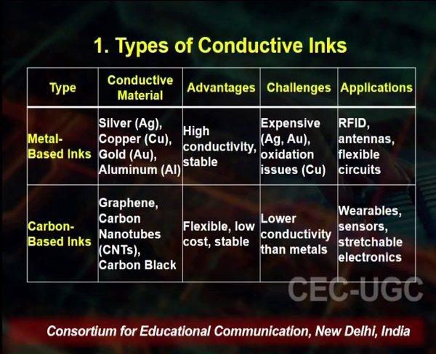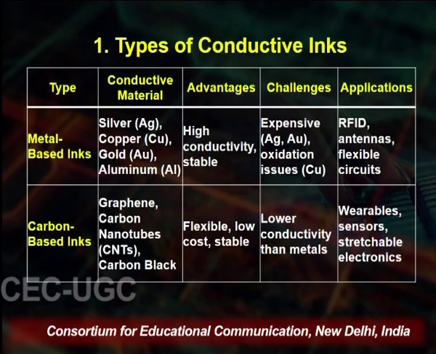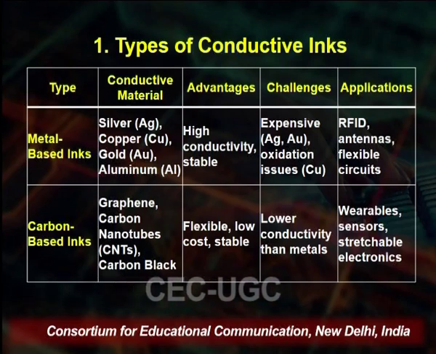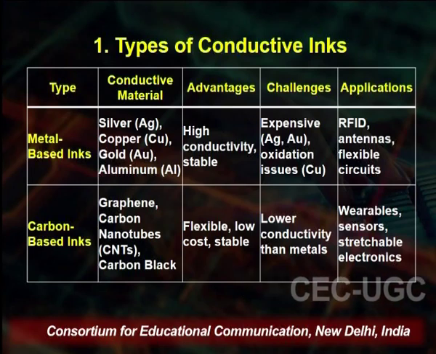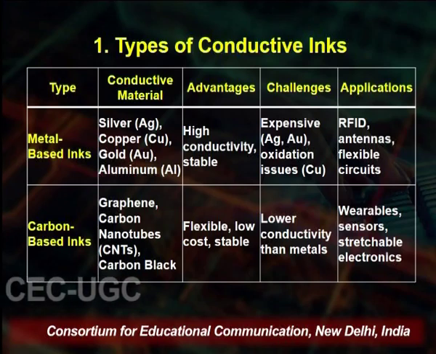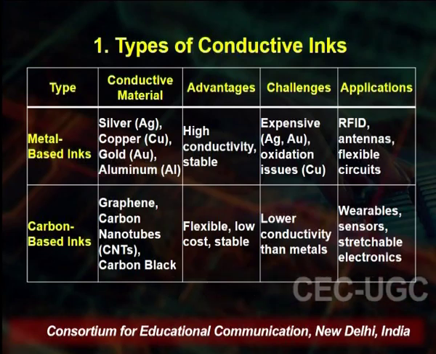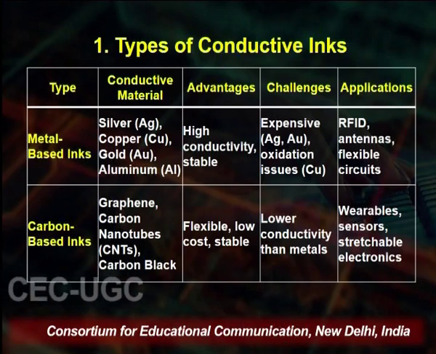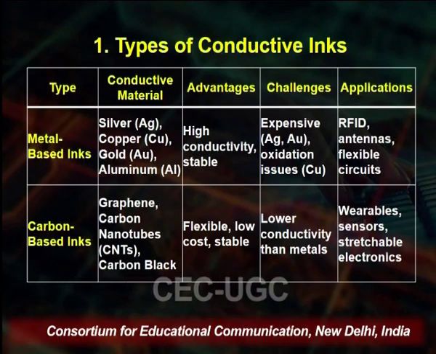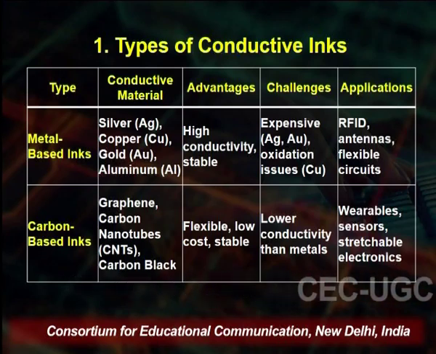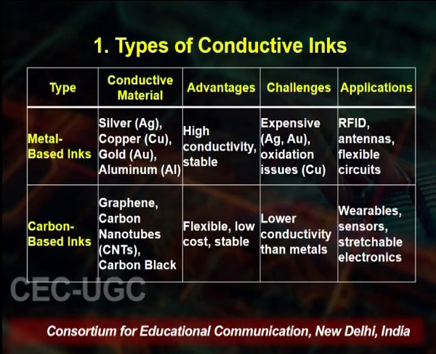Application: we can prepare the antenna, we can prepare flexible circuits, we can prepare the RFID. Next is the carbon based ink. You can see there are carbon clusters, there is a carbon family from which we can have inks like graphene, carbon nanotube, that is the CNT, and carbon black that we can use for the conductive ink. If you compare with the metal based ink, it is flexible, it has a low cost, it is stable. Moreover, there are challenges like lower conductivity than the metal.